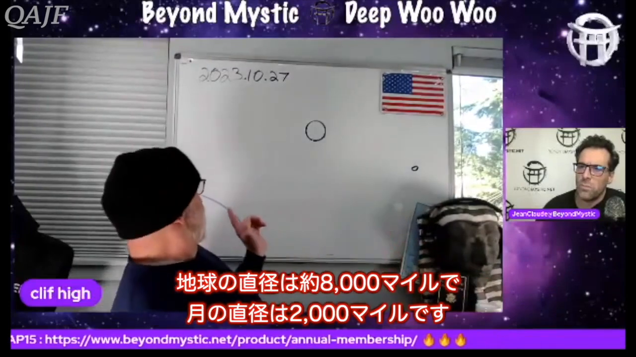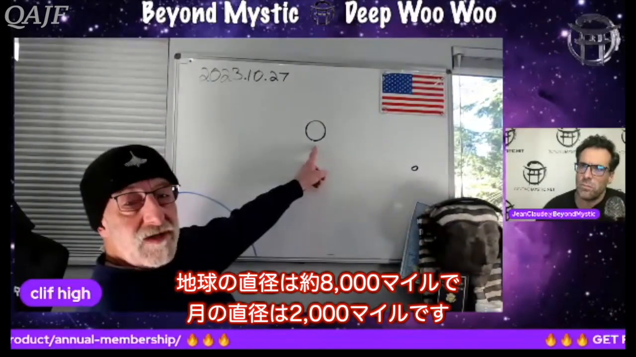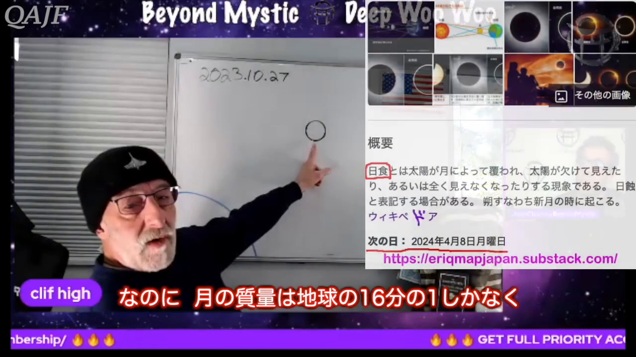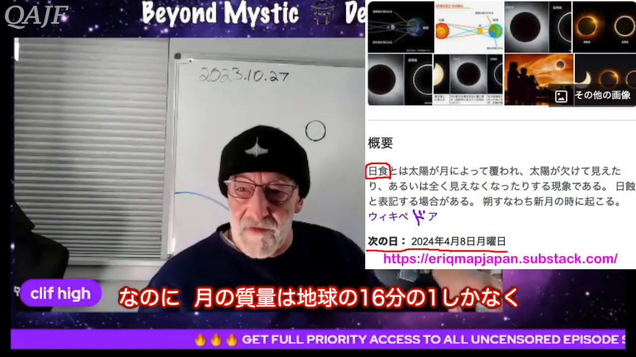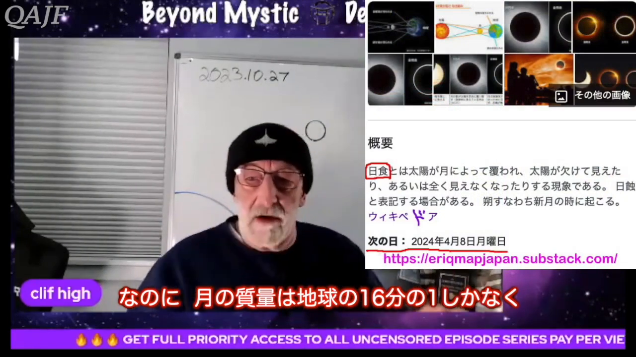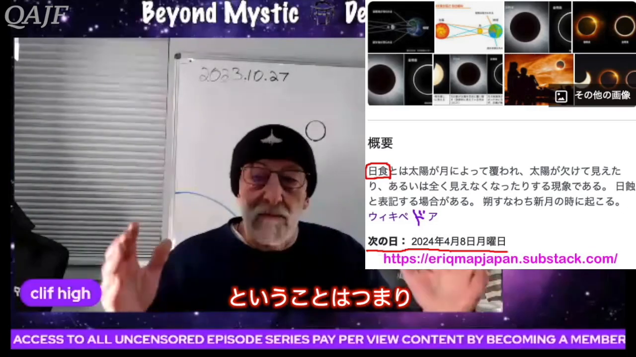So Earth is about 8,000 miles in diameter. The moon presents as 2,000 miles in diameter. But at that ratio, it should have about 1/16 the mass of Earth. But it has barely over 1%. So we know the moon is hollow.